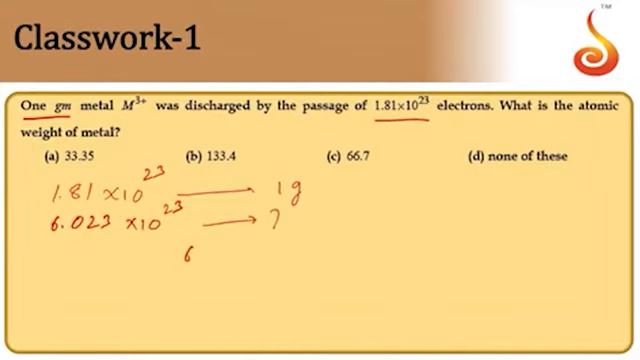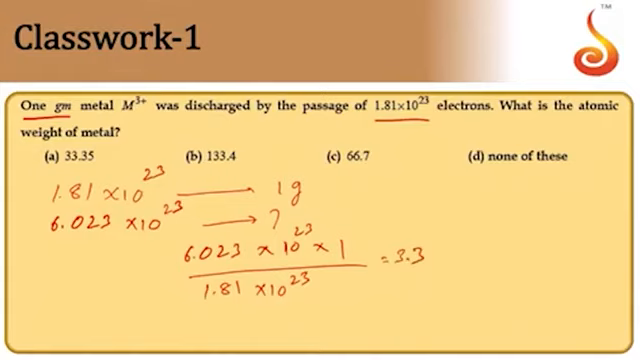deposited? So 6.023 × 10^23 × 1 by 1.81 × 10^23. This value comes to 3.3. So 3.3 grams is deposited when we pass 1 mole of electrons. This implies 3.3 itself is the equivalent mass of the metal. Now equivalent mass is equal to atomic mass by valency.